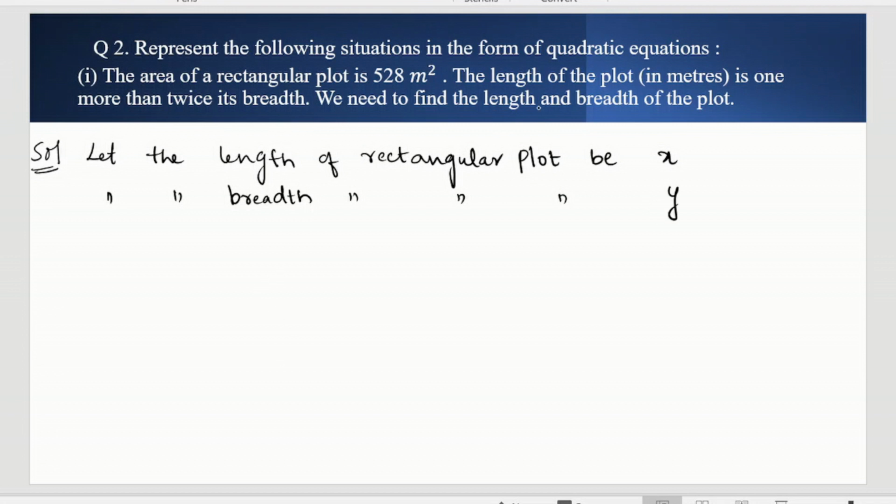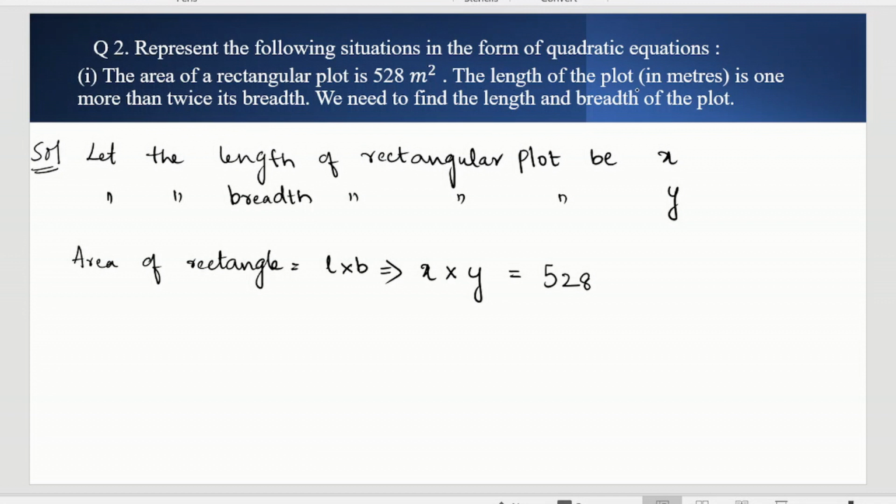Now see here. Area of a rectangular plot is 528 meters square. We know the area of a rectangle. So what is the area of a rectangle? That is L into B. Here length we have taken as x and breadth we have taken as y, that is x into y. So what is the area of the rectangular plot? That is 528.